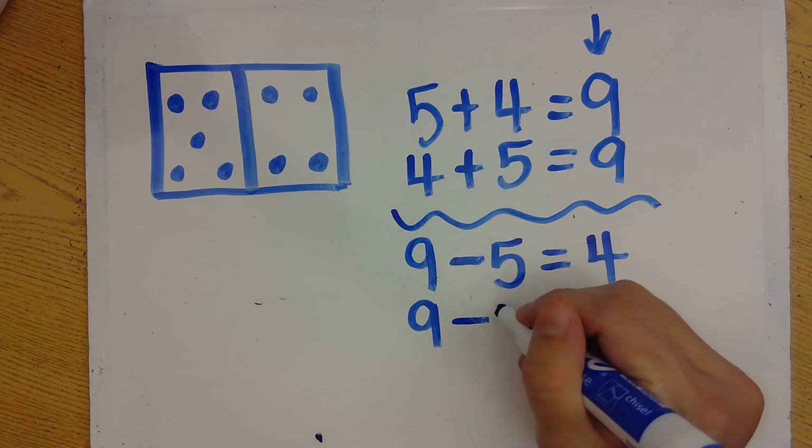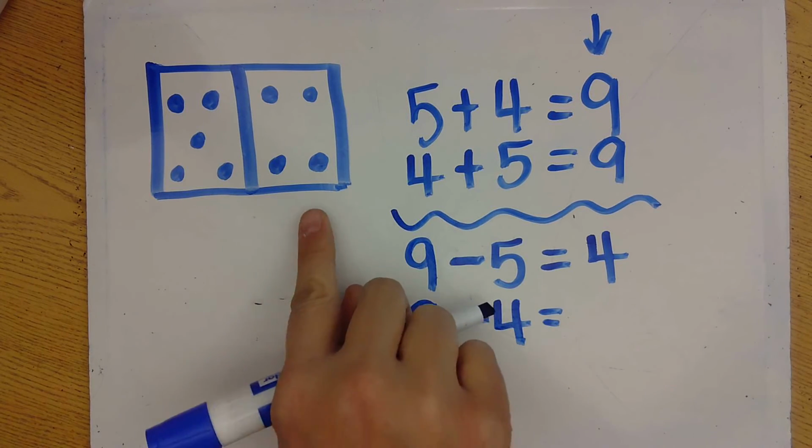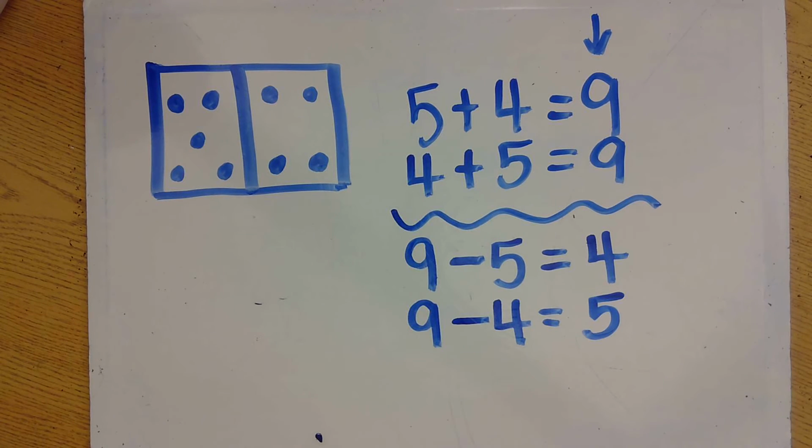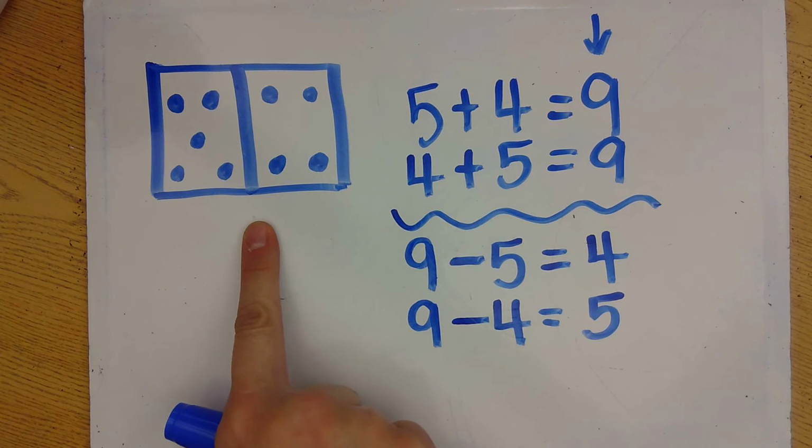9 minus 4 equals, you guessed it, 5. So we have actually made 4 number sentences based on looking at this one domino.